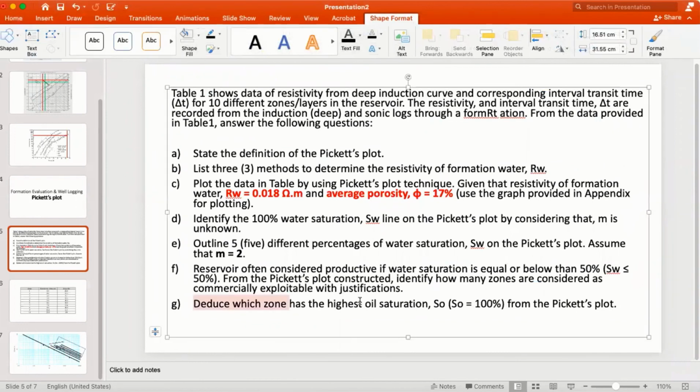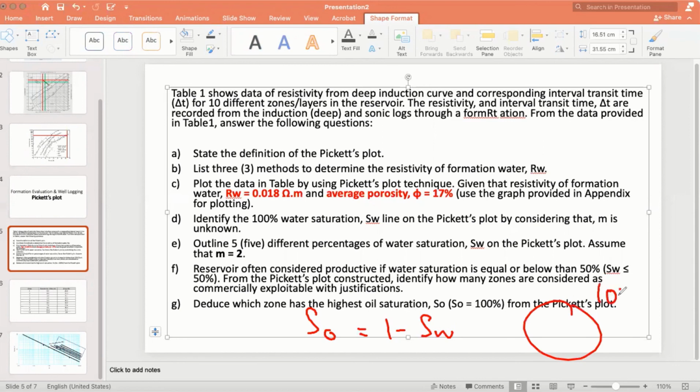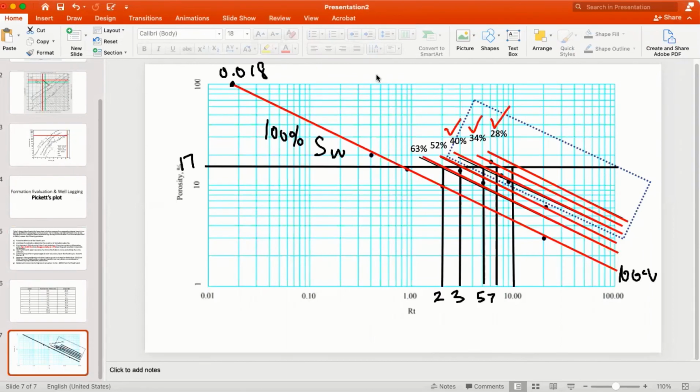Deduce which zone has the highest oil saturation. Of course, the lowest SW, because S oil is 1 minus SW. It's like 100% is 100%. If this is 20%, then this is 80%. It's either water or oil only. So the lower the water saturation, the higher the oil saturation will be, so it will be the last line here. This line, the line with 28%, has the highest oil production.